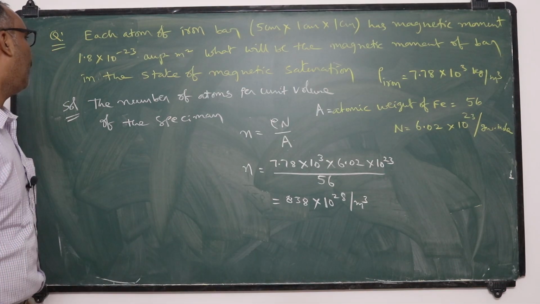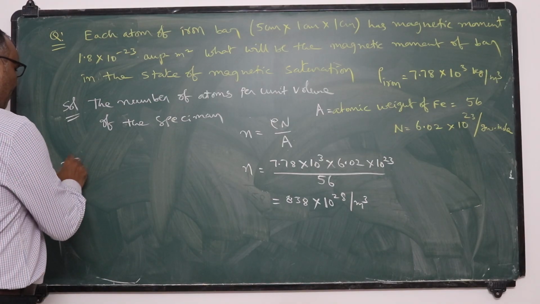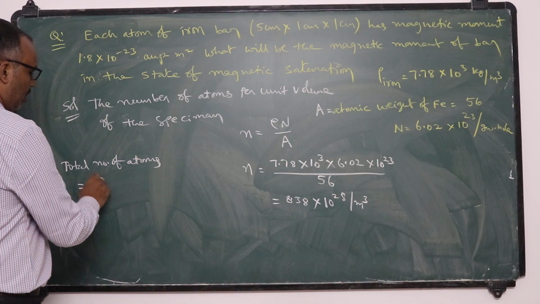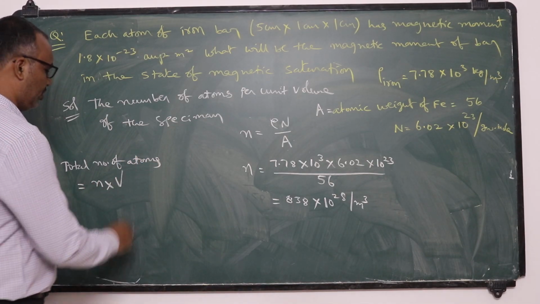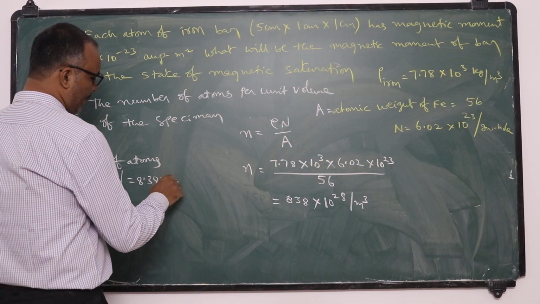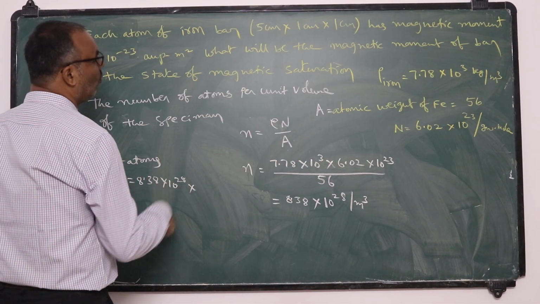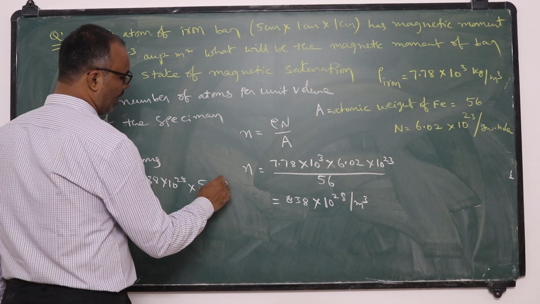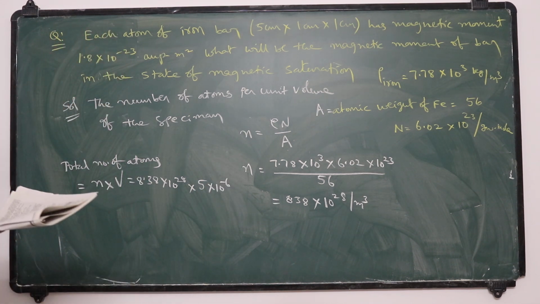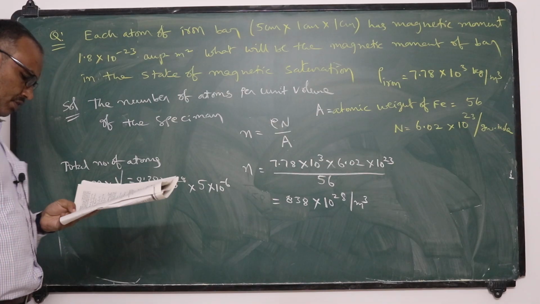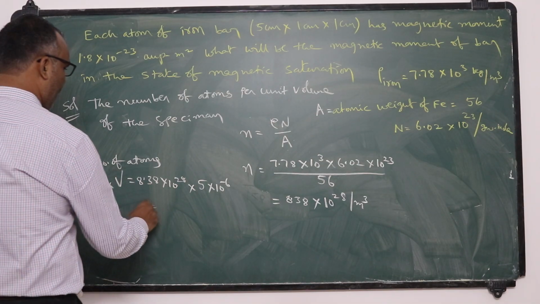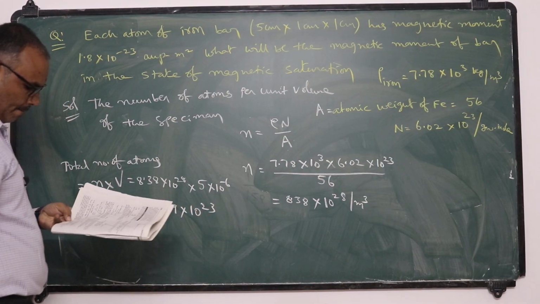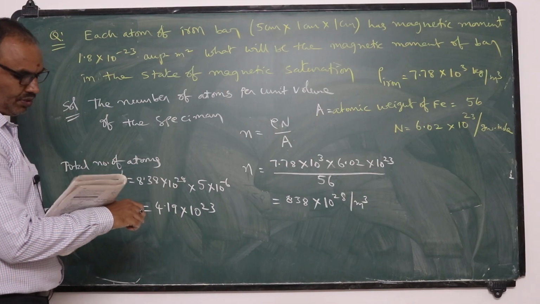So if you want the total number of atoms, then you should multiply small n into volume. Small n is 8.38 into 10 power 28. Volume they gave as 5 into 1 into 1, so that is 5 into 10 power minus 6 meter cube. So you will get 4.19 into 10 power 23 as the total number of atoms.